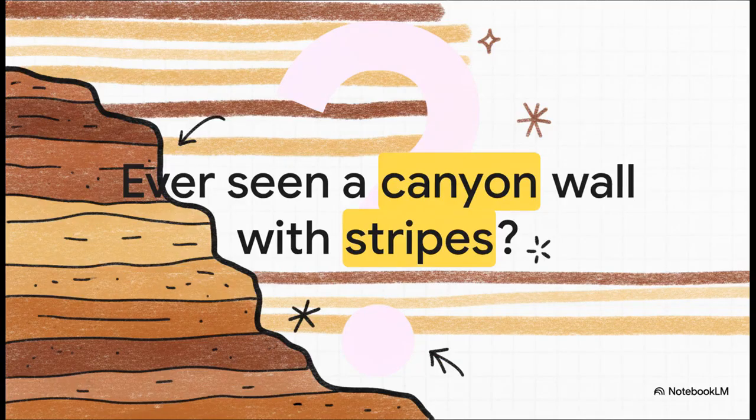So, to kick things off, I want you to visualize something incredibly specific. Have you ever seen a canyon wall with stripes? You know those majestic, ancient rock faces where you can clearly see those distinct bands of different colored rock, like red, ochre, brown, all stacked perfectly, one right on top of the other? It literally looks exactly like a giant geological layer cake. That vivid sensory image of stacked bands, that is the absolute perfect mental picture you need to hold on to for today. Keep that layer cake right there in your mind's eye.